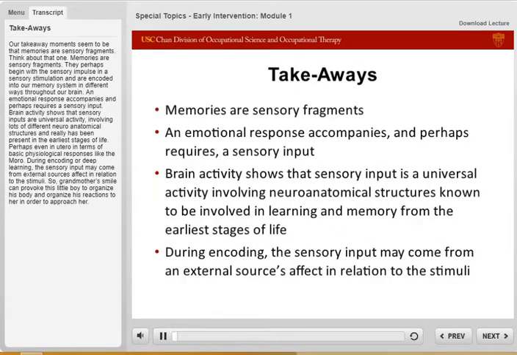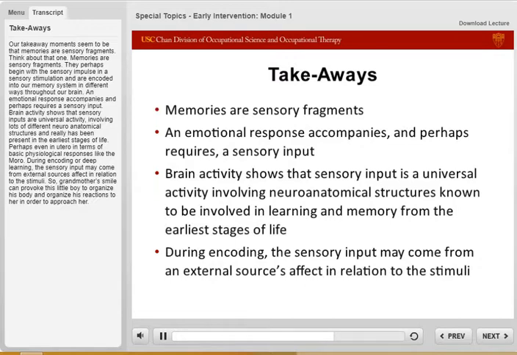Our takeaway moments seem to be that memories are sensory fragments. Think about that one. Memories are sensory fragments. They perhaps begin with a sensory impulse and a sensory stimulation and are encoded into our memory system in different ways throughout our brain. An emotional response accompanies and perhaps requires a sensory input. Brain activity shows that sensory input is a universal activity involving lots of different neuroanatomical structures, and really it has been present in the earliest stages of life, perhaps even in utero, in terms of basic physiological responses like the Moro.